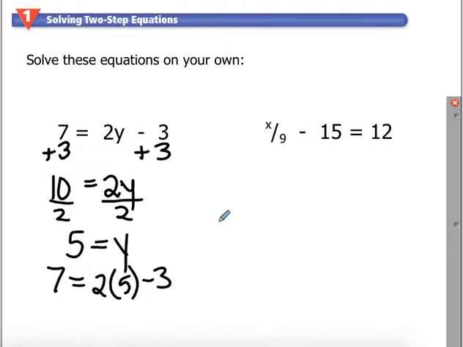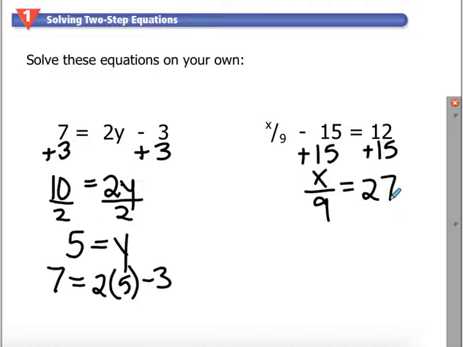Let's try this one. Once again, we have subtraction. We need to get rid of it first. So I add 15 to each side, and I get x divided by 9 is equal to 27. Now, since I have division, I need to multiply to get rid of it. So I multiply each side by 9. And x is equal to, let's see, 27 times 9 is 243.